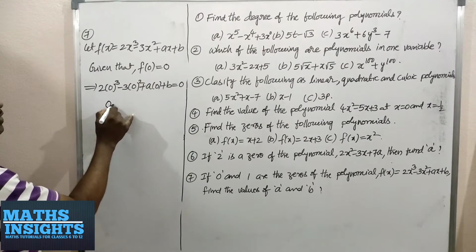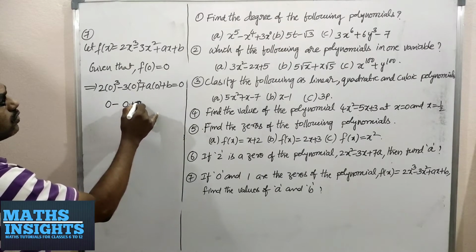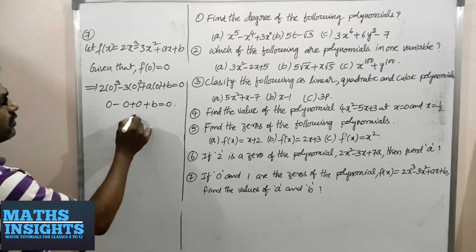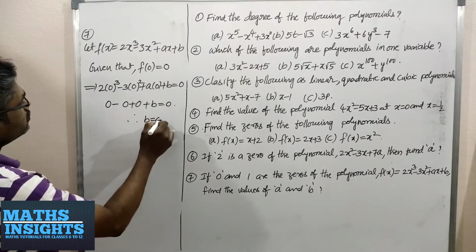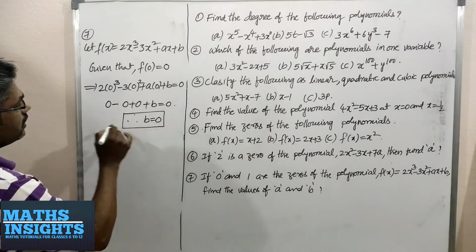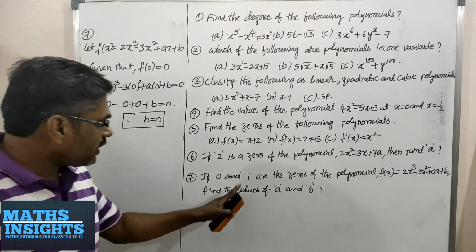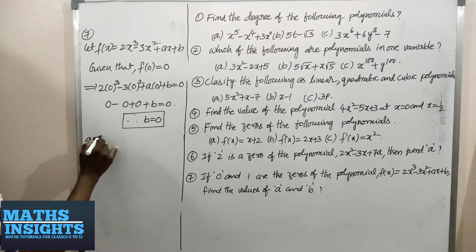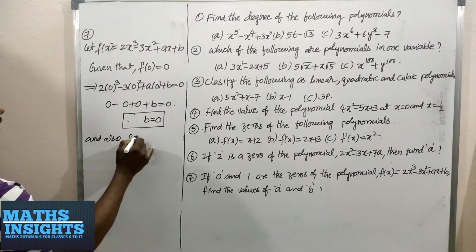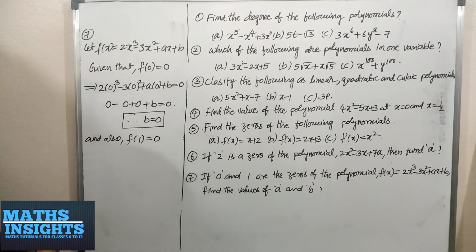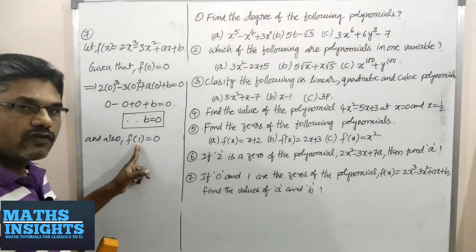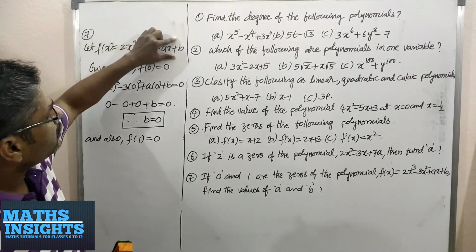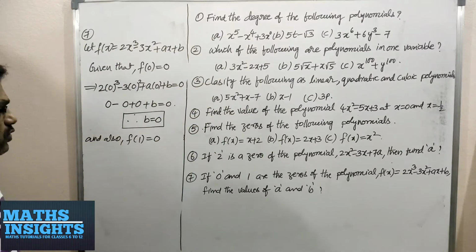Therefore, this is 0 and this is 0, plus 0 plus b, that is equal to b, that is equal to 0. Therefore the value of b is equal to 0. Now I will take another 0, that is 1, and also f of 1 is equal to 0. Why? Because 1 is also a 0 of the polynomial, means if you place x is equal to 1 in this polynomial, its value is becoming 0.